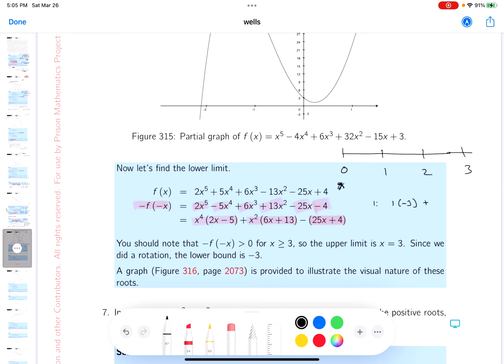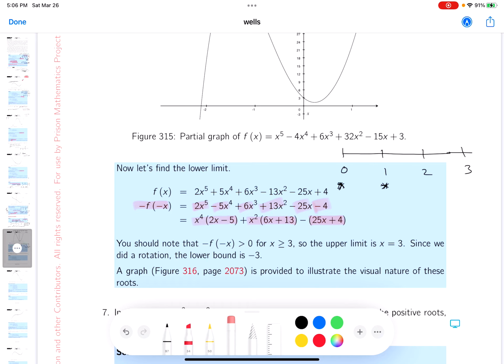Then you're going to get 1. And what are you going to get there? 6 plus 13 is 19, right? And then minus, well, if it's 1, it's going to be 29. So what do you get there? You get minus 3 plus 19 minus 29. Clearly negative. And again, I'm looking for something that's going to happen. I'm going to go to 2 now. Let me erase this. I'm pretty done with that.